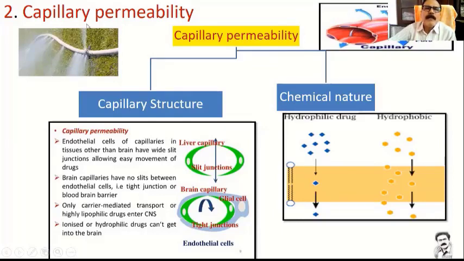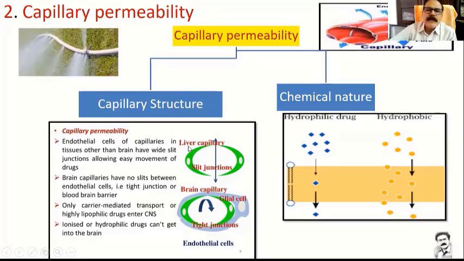Similarly, capillary permeability will be of two types. This part is very important: capillary structure and chemical nature. Capillary structure plays a very important role, because in the sites you will have endothelial cells which will have a capillary in the tissue other than brain.